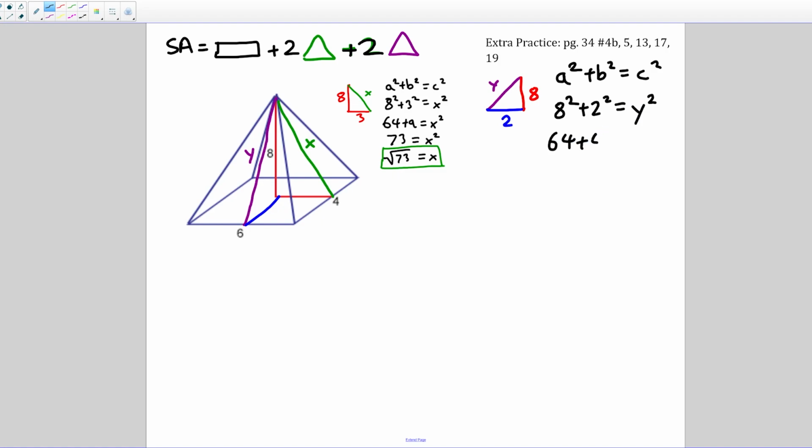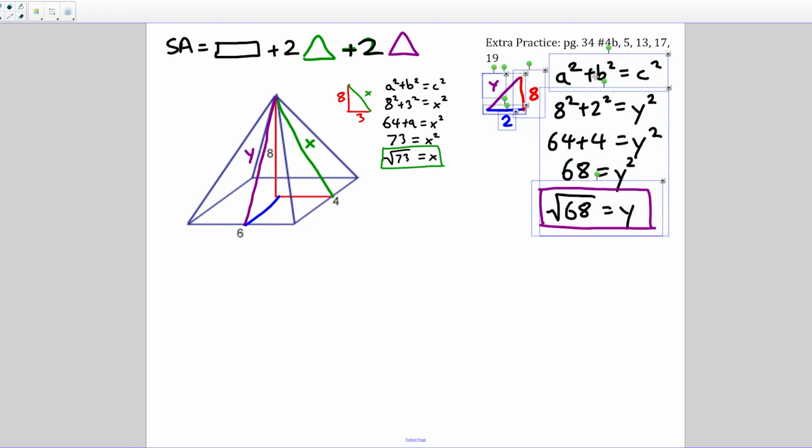64 plus 4 is equal to y squared. 68 is equal to y squared. So square rooting both sides, I get the square root of 68 is equal to y, and I can go ahead and box this in purple. And we're going to put this off to the side while we work with the rest of our question.